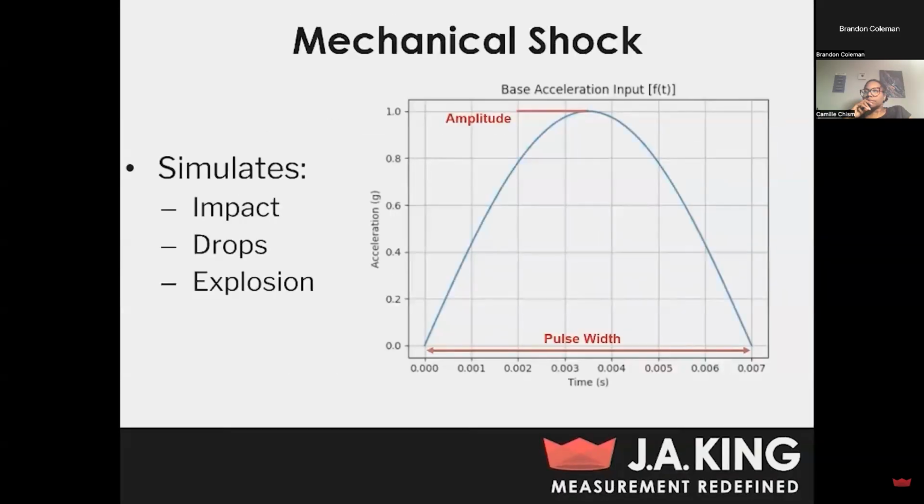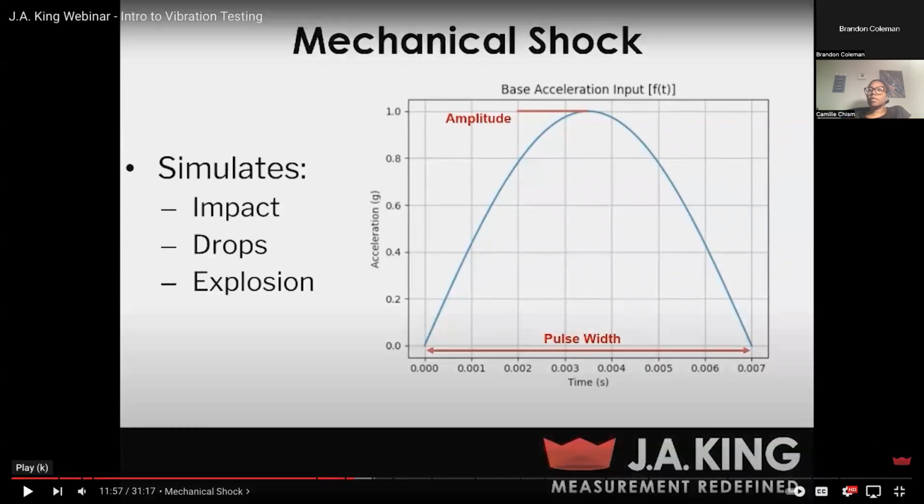So now I want to move on to mechanical shock testing. Shock testing is essentially used to simulate either impact, drops, or some sort of explosive force. The reason shock testing is so important is that shock excites all resonances. So for packaging and transportation testing, we're basically interested in impacts and drops. So hopefully no explosions. That would be a totally different issue. But we're basically talking impacts and drops.